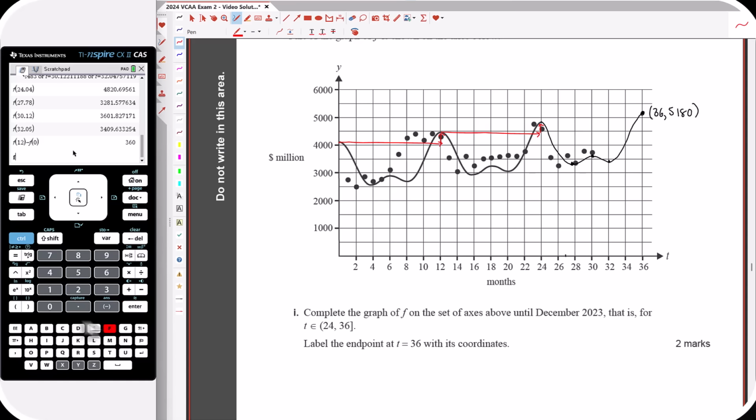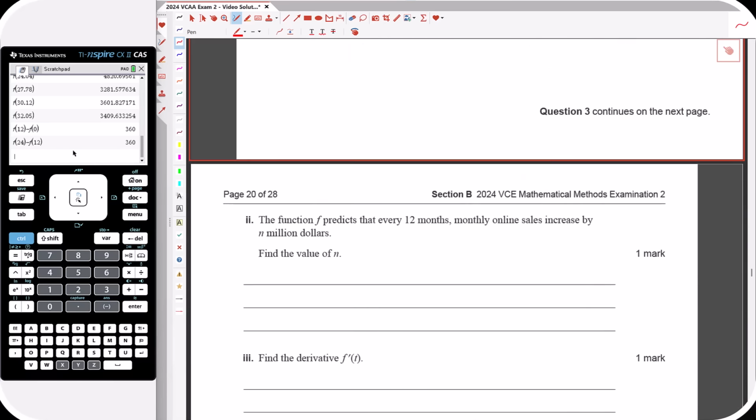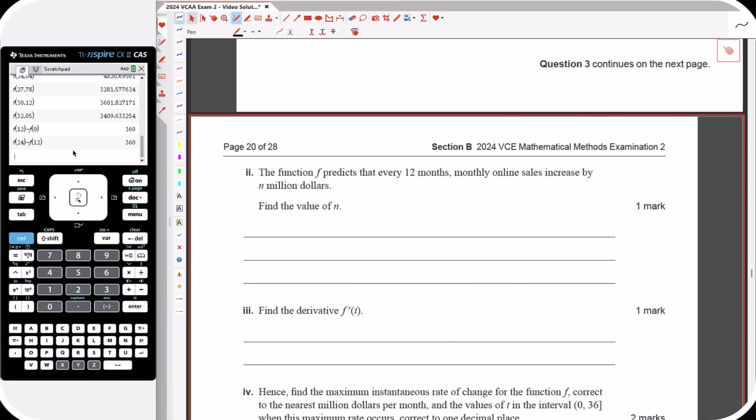360. Let's just check that it's the same in the next year. F at 24 minus F at 12. Yeah. Okay, so this is F at 12 minus F at 0, same as F at 24 minus F at 12, gives us 360. So that means it's $360 million.